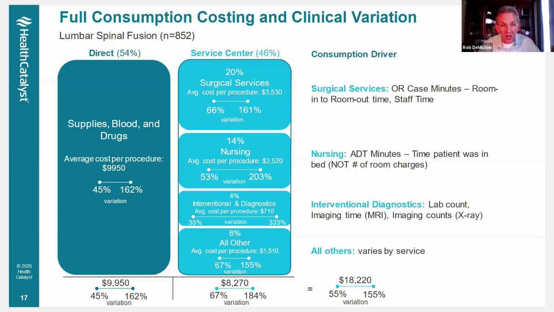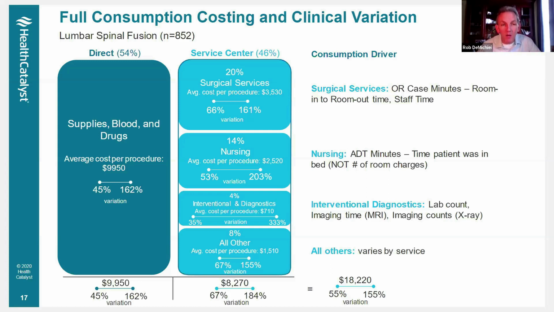On the service center side, again, you see variation in the OR time between 66 and 161%. In the nursing costs, 53 to 203%. So the indirects down at the bottom of 8,270, there is variation between 67% of that average and 184%.